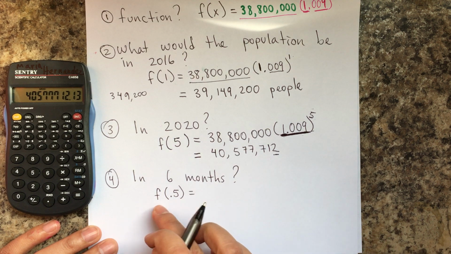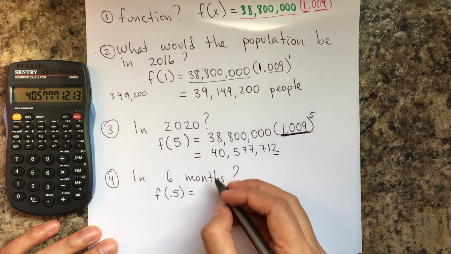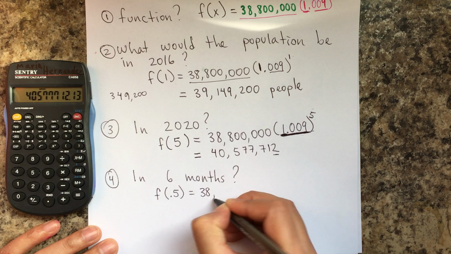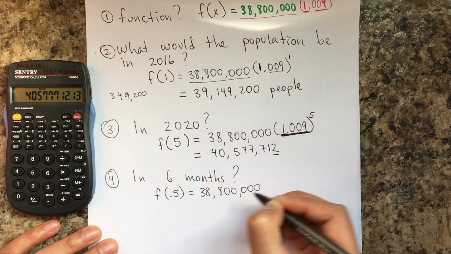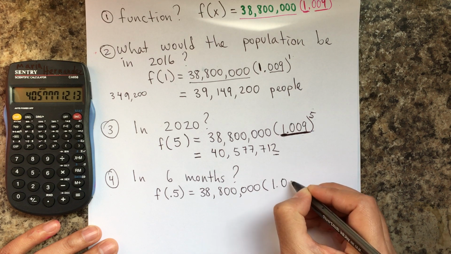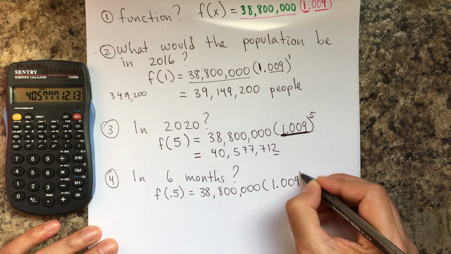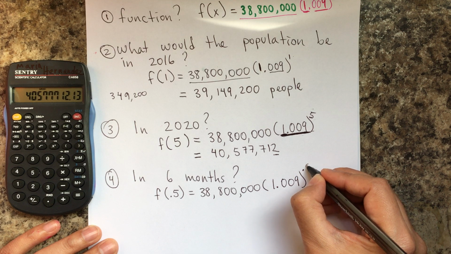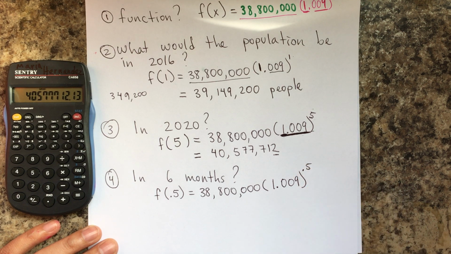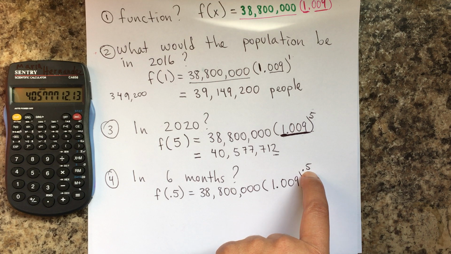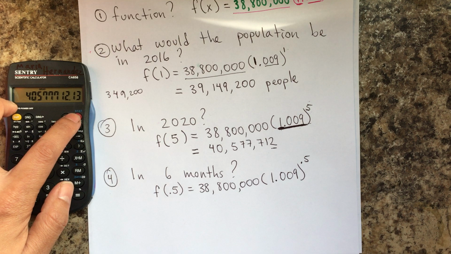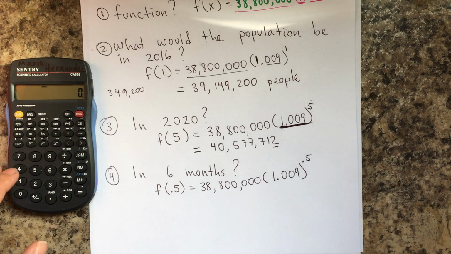So it's going to be f of 0.5 equals the initial point, which is 38,800,000 times 1.009 to the 0.5. Okay, 0.5 because it's only half of the year. 0.5 represents half, so half of the year. And so once we have it in there, we can just press our buttons.